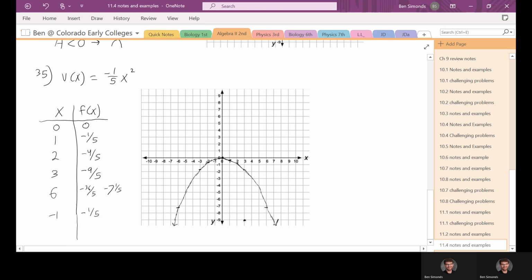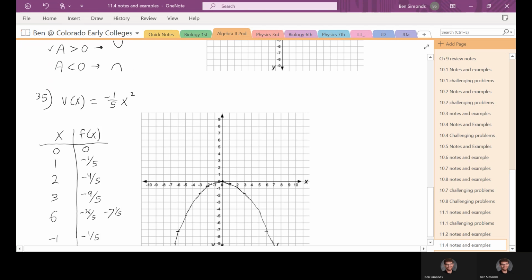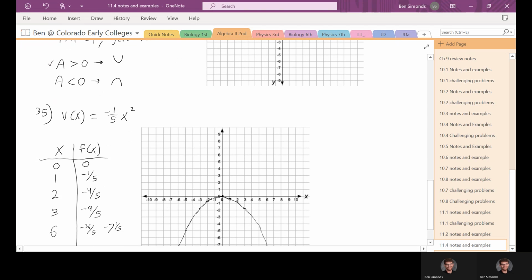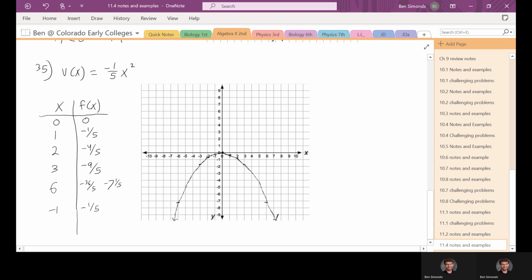So if we look at our pattern here for number 35, the absolute value of a is less than 1, right? You can see that it's a fraction, 1/5. So the absolute value of a is less than 1, and a is negative, right? Negative 1/5. So it's an upside down parabola that got fatter. And we can see that here. It's upside down, and it got wider.